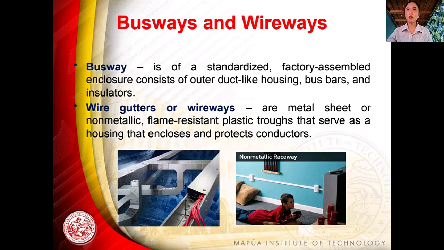So next is busways and wireways. A busway is a standardized factory-assembled enclosure consisting of an outer duct-like housing, bus bars, and insulators. Busways are modular factory-assembled systems for large distribution. And wire gutters or wireways are metal sheet or non-metallic flame-resistant plastic structures that serve as a housing that encloses and protects conductors. Wire gutters or wireways are plastic or metal trays to organize wires neatly.